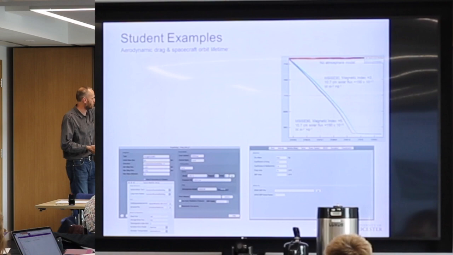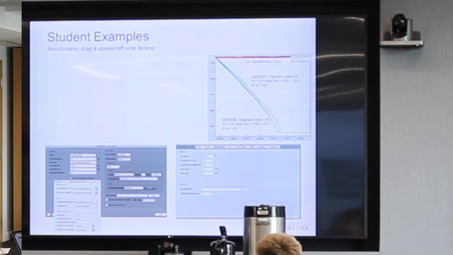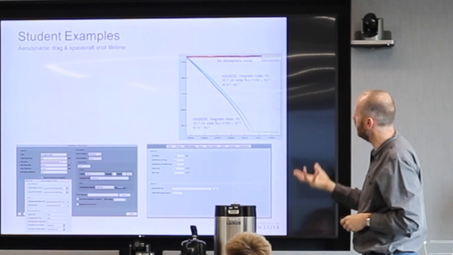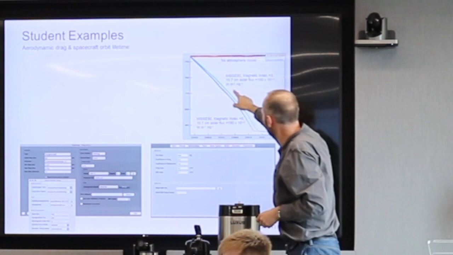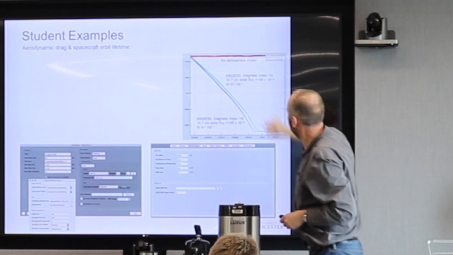But the outputs that you get from GMAT can help students to understand, for orbits that are very low altitude and encounter significant amounts of atmospheric drag, the effect on the spacecraft orbit lifetime. This is without an atmosphere included in the model.